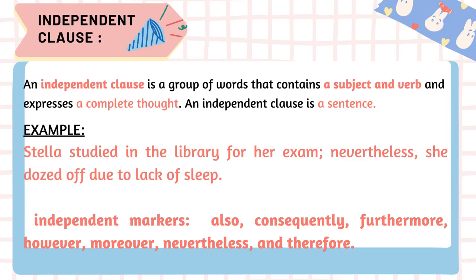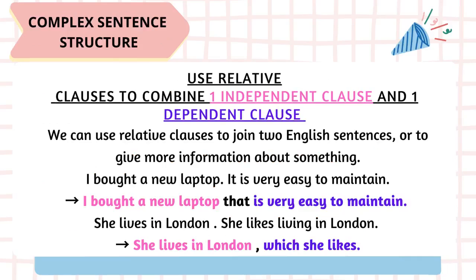Okay, so right now in a complex sentence structure, we have to combine these two types of clauses together, which are dependent clause and independent clause. For example, I bought a new laptop. This is the first sentence. It is very easy to maintain. This is the second sentence. So, we have to use a relative clause to combine them together. For example, I bought a new laptop that is very easy to maintain. So I use that, a defining relative clause to combine these two simple sentences together.